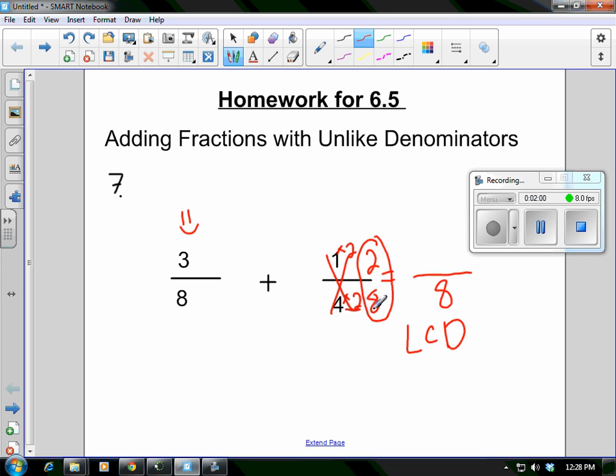Now is the easy part. Since both denominators are 8, that becomes our least common denominator, and we just add across the top. 3 plus 2 is 5/8. Okay? Because 5 is a prime number, it can't go any lower. And my answer for number 7 is 5/8.